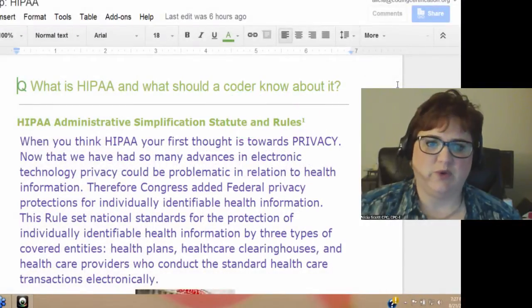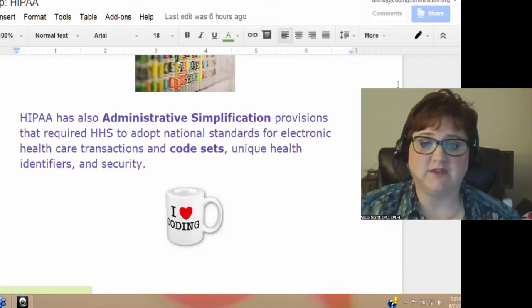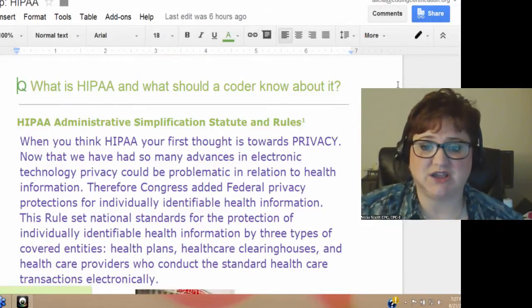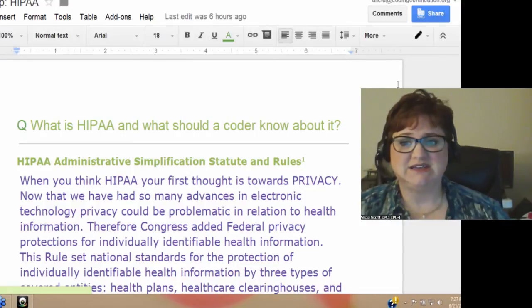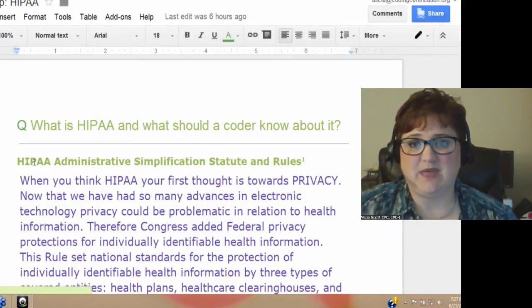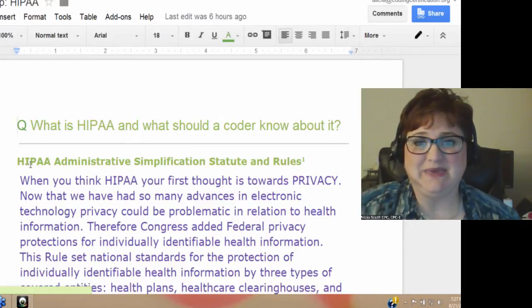What is HIPAA? Well, one way that you can recognize if somebody knows what they're talking about when they're talking about HIPAA is if they spell the abbreviation HIPAA versus HIPPA.